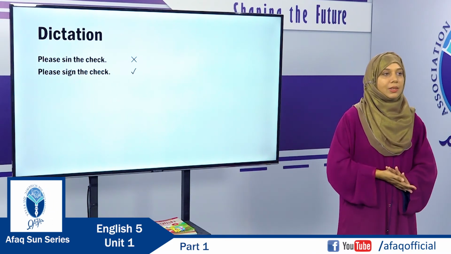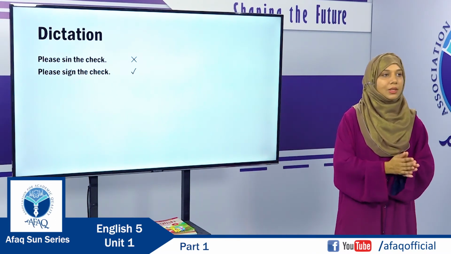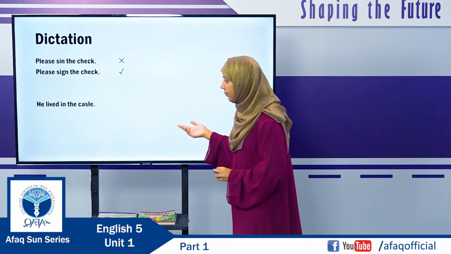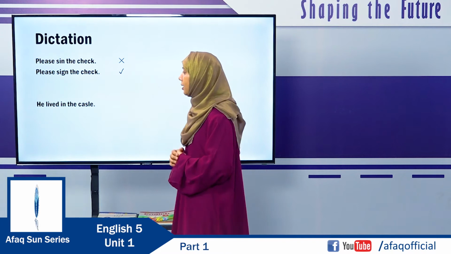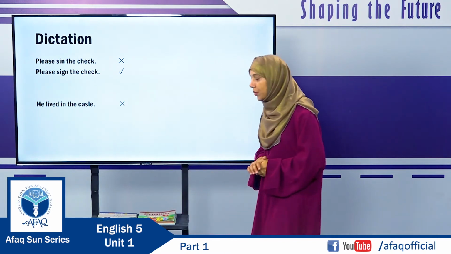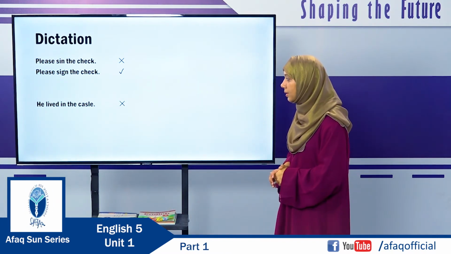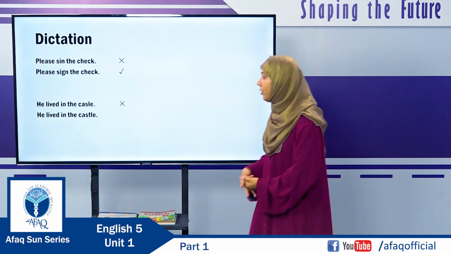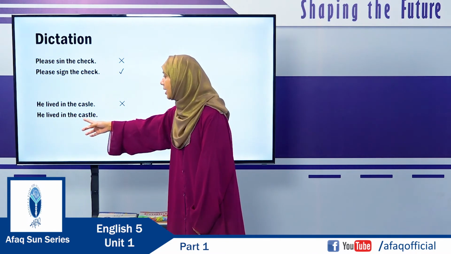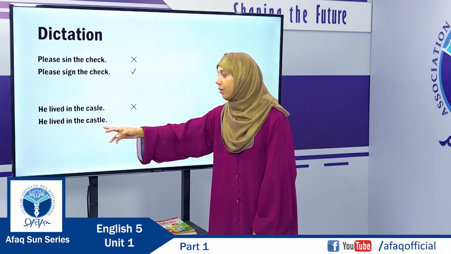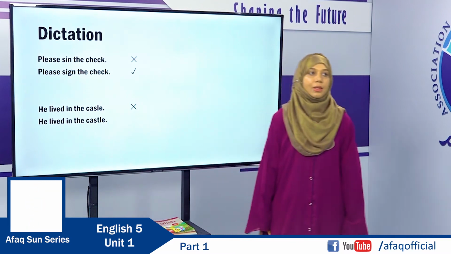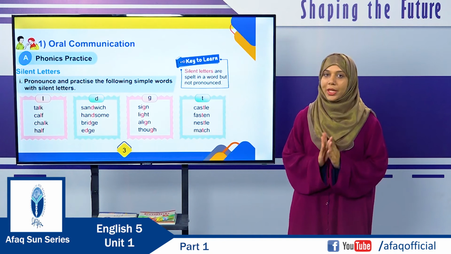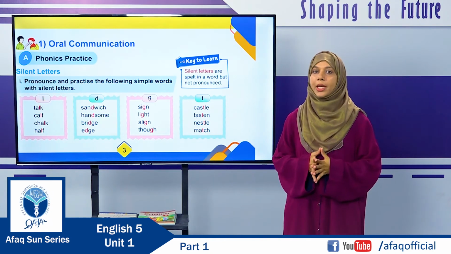The next sentence is, he lived in the castle. Alright, look at this sentence and now tell me, is this sentence correct? No, in this sentence, the word castle is not spelled correctly. The correct spelling of castle is this, C-A-S-T-L-E, because T is silent in this word. So this one is the correct sentence. In today's lesson, we will learn more about silent letters.